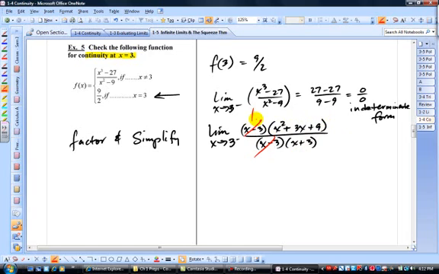We're going to simplify it and remove the discontinuity there. We're going to remove the hole. This function has a hole in it, and so it has a hole at 3 and an asymptote at -3.